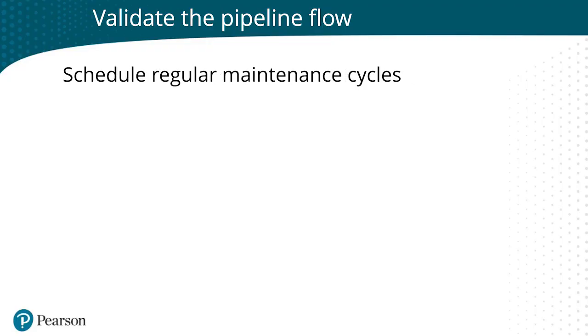And schedule regular maintenance cycles. You can't just build an MLOps pipeline and then leave it. There's always going to be little things that need to be updated, even if it's just updating the packages that you use. But at least once a quarter, make sure you go through and analyze your MLOps pipeline for anything that can be updated or done better.